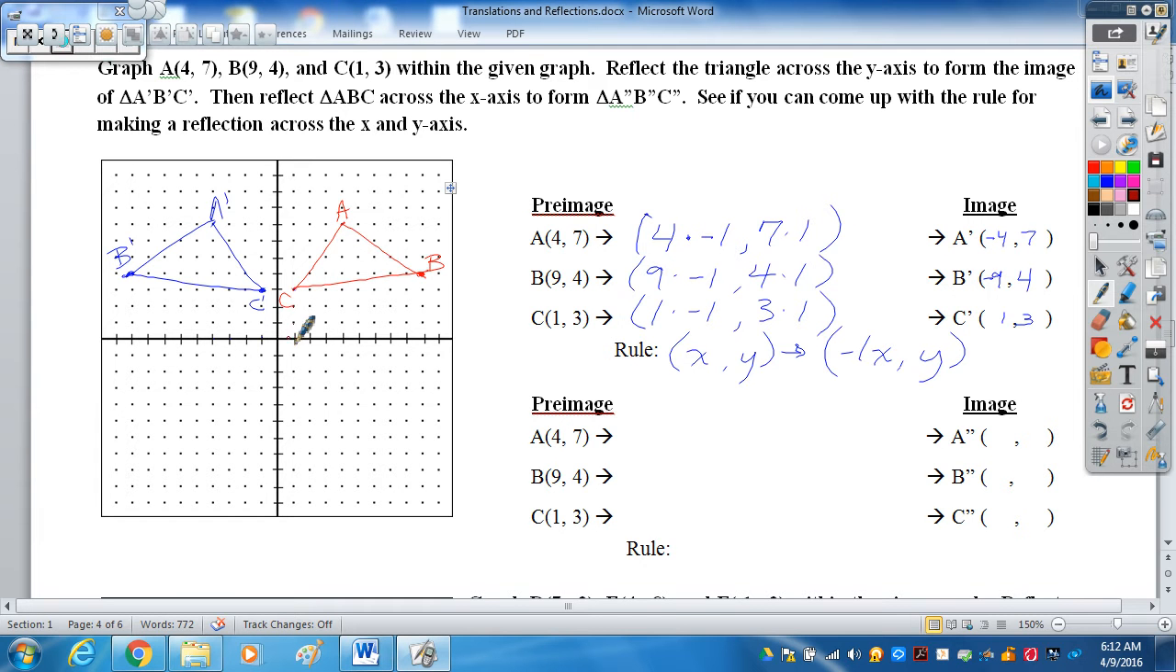So 1, 2, 3. There's C double prime. A, 1, 2, 3, 4, 5, 6, 7. There's A double prime. B, 1, 2, 3, 4.